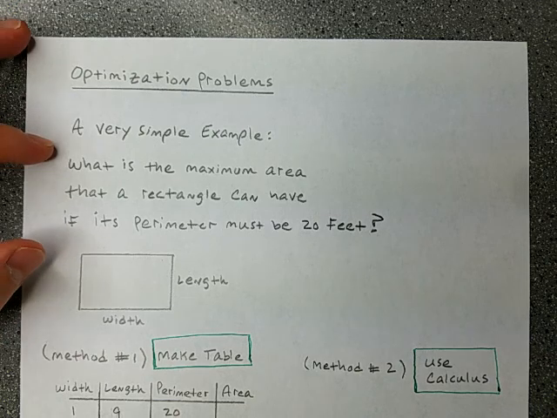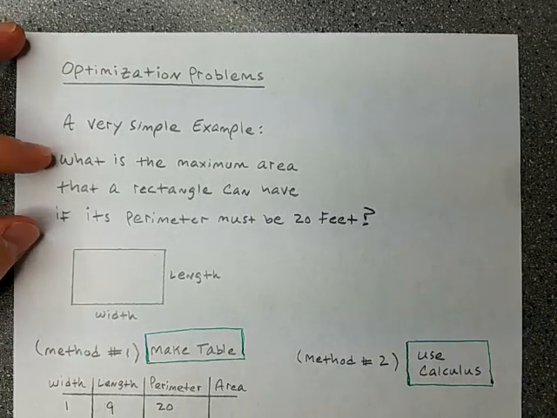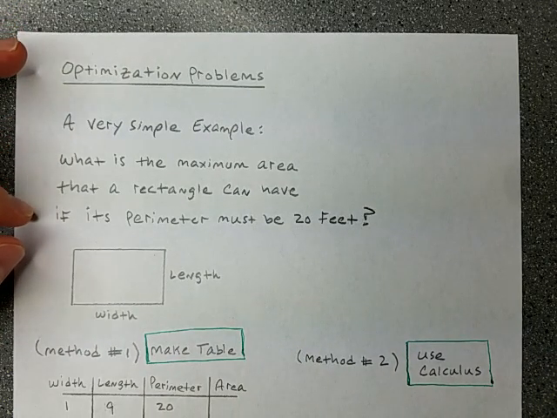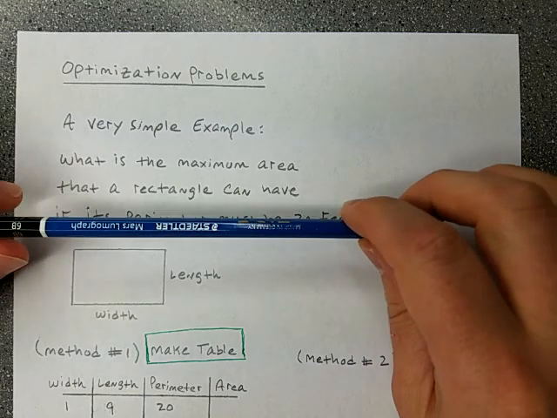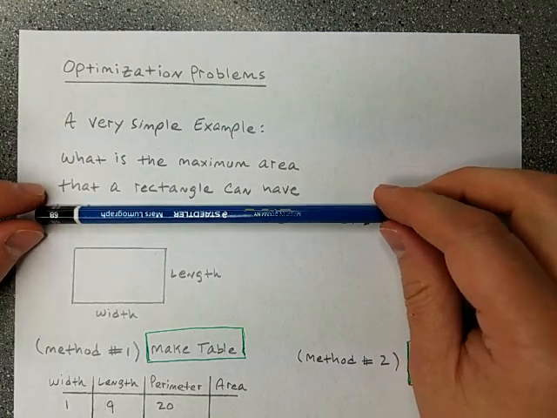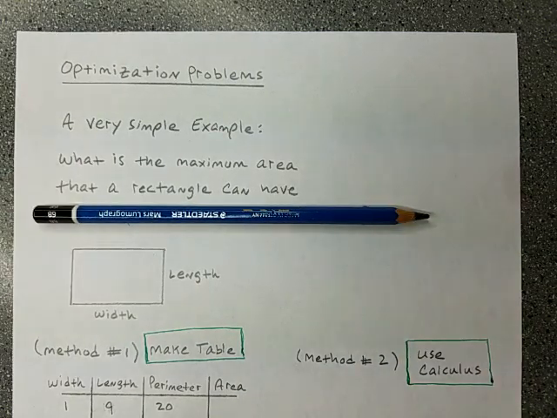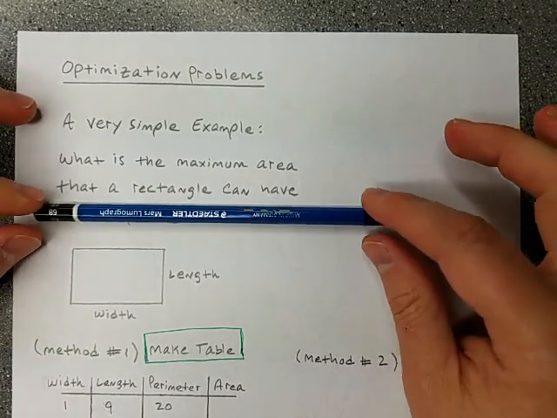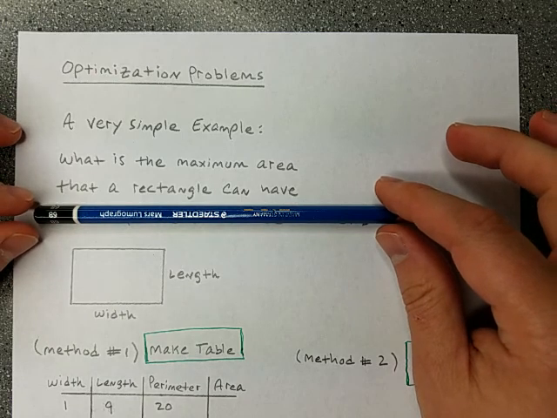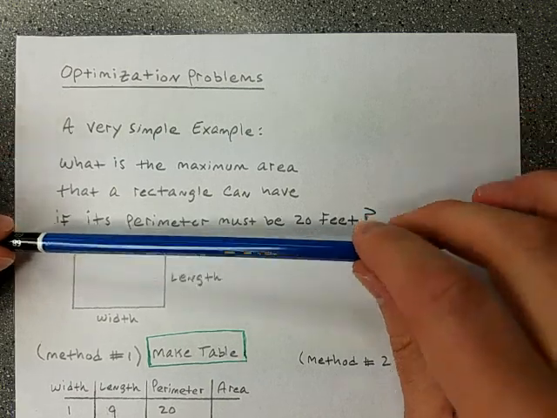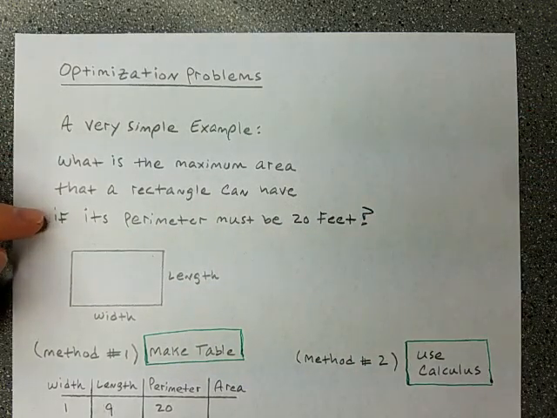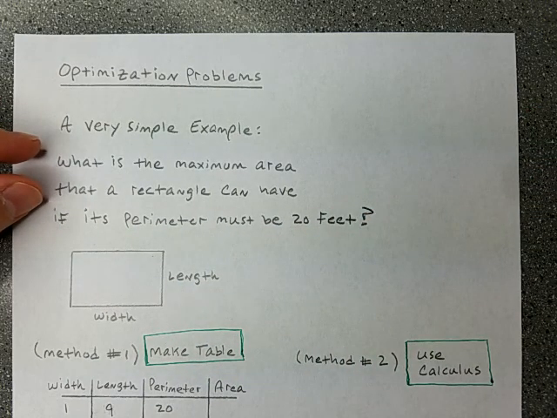So, the question goes like this. What is the maximum area that a rectangle can have if its perimeter must be 20 feet? So notice here, it doesn't just say what is the maximum area that a rectangle can have, because I guess that's like asking how big is the universe. There's nothing limiting the area of the rectangle. But if its perimeter must be 20 feet, that will limit ultimately how big this rectangle can be.